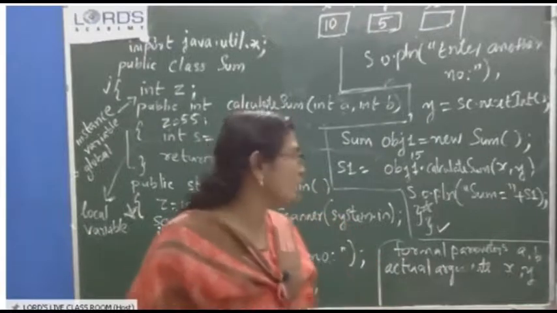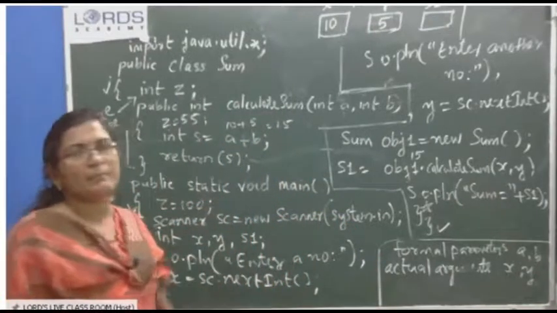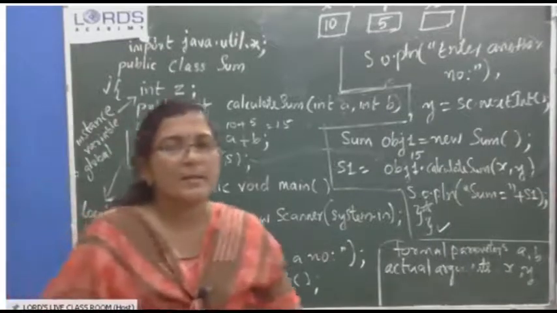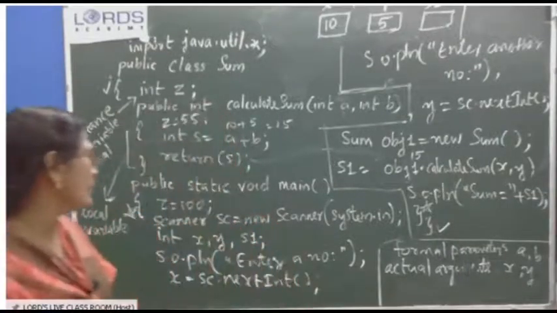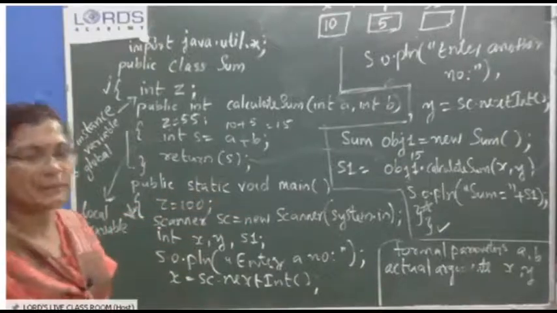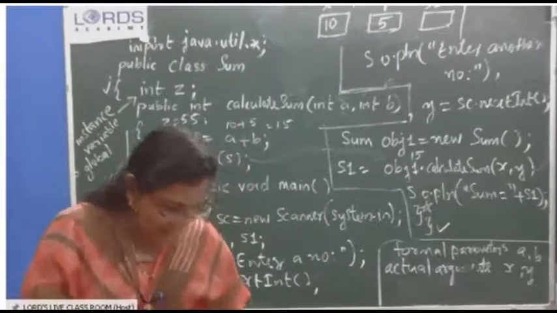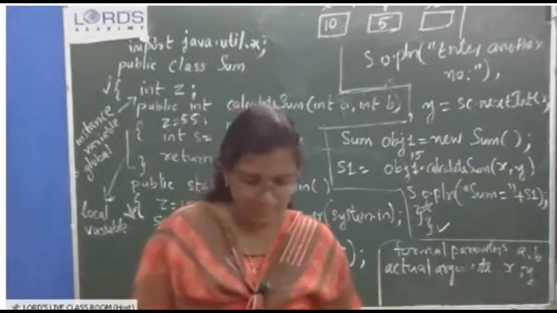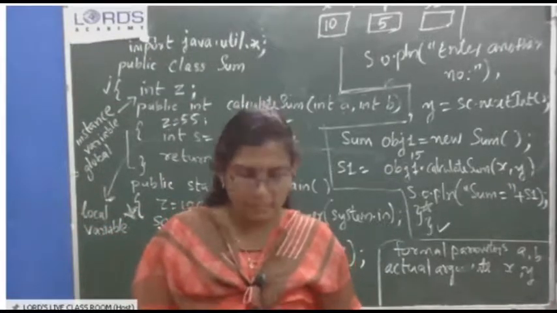Today what you have to do is, write this program and run it on your computer. Class sum, and two methods, calculate sum and main method. Today itself you should do it, and after doing it, send me the screenshot. Message me the screenshot personally.